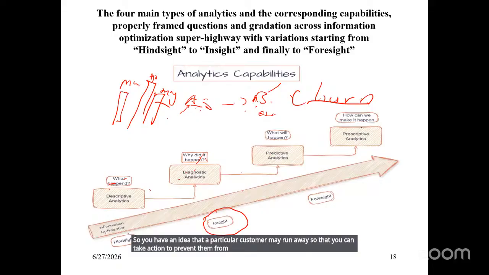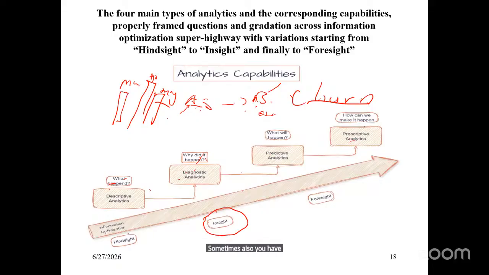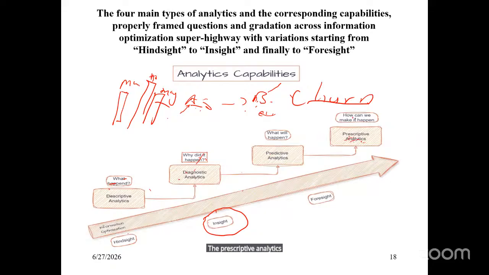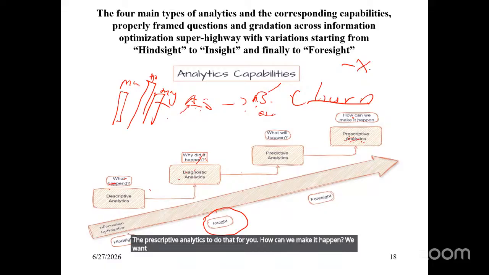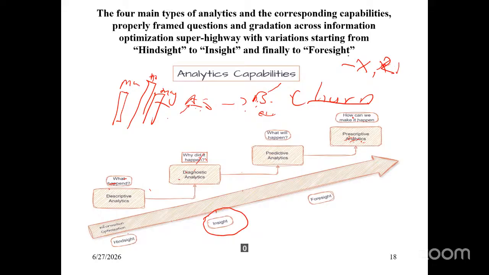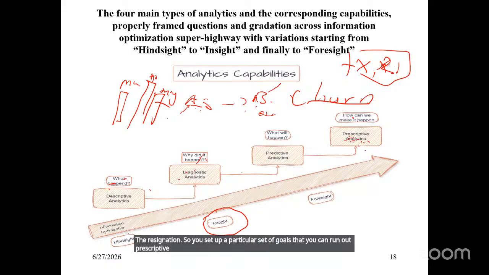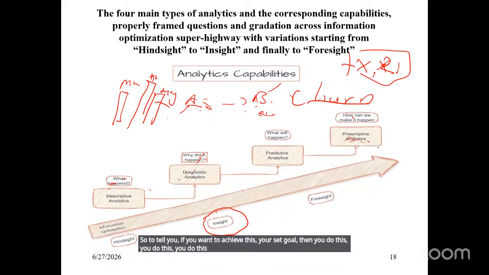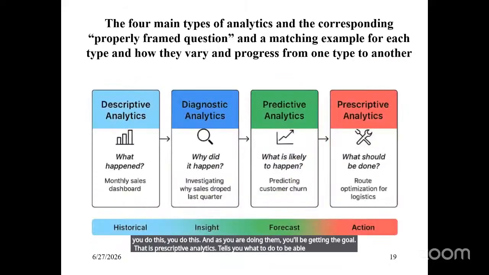Sometimes also you have, how can we make it happen? Prescriptive analytics. Sometimes you desire a particular characteristic in a product. You want to achieve a set goal. You can ask the prescriptive analytics to do that for you. You want to achieve so number of X sales and then zero resignation, so you set up a particular set of goals. Then you can run prescriptive analytics to do that for you. So it will tell you, if you want to achieve this, your set goal, then you do this, you do this, you do this. And as you are doing them, you'll be getting the goal. That is prescriptive analytics. Tells you what to do to be able to get what you are looking for.